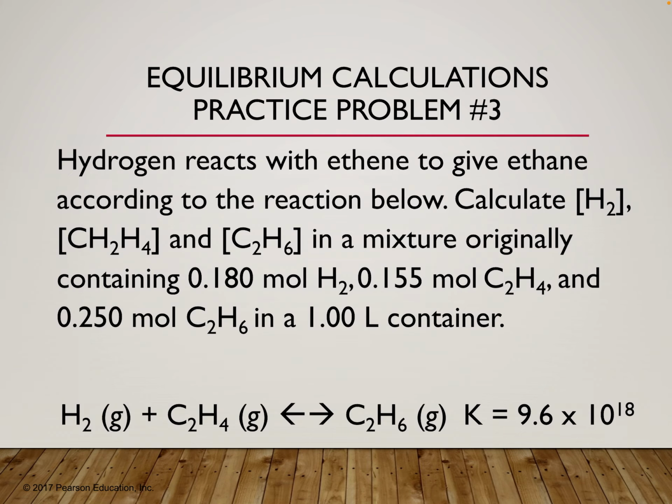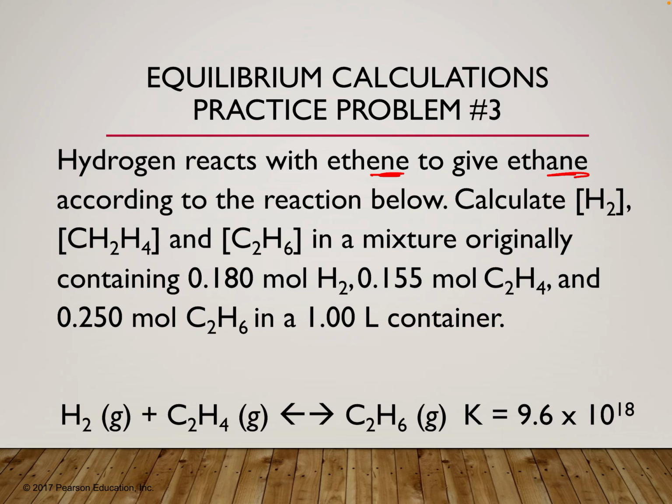Okay, last one. This is the most fun one, so make sure you're really paying attention. It's got some twists and turns. Hydrogen reacts with ethene to give ethane according to the reaction below. If you remember your organic chemistry from Chem 1, ethene tells you there's a double bond, and ethane tells you there's a single bond. You can go back and review that if you'd like. You don't need it right now, though.